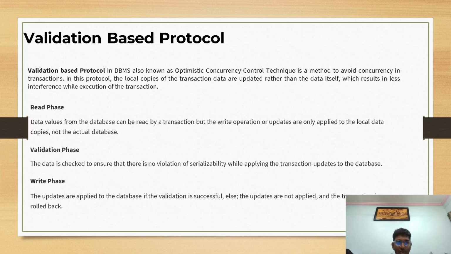Validation phase: the data is checked to ensure that there is no violation of serializability while applying the transaction updates to the database. Write phase: the updates are applied to the database if the validation is successful; otherwise, the updates are not applied and the transaction is rolled back.